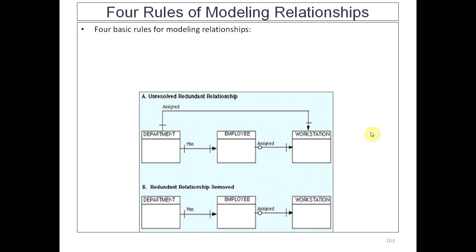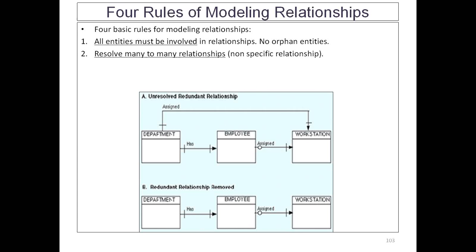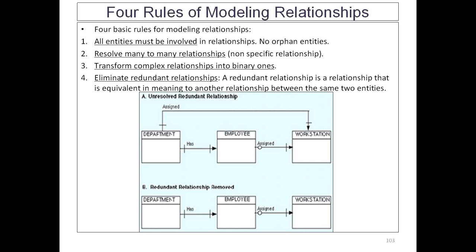4 basic rules for modeling relationships: all entities must be involved in a relationship. There should be no orphan entities which are not linked to the entire model. Too many relationships with a bridge table. Transform complex relationships into binary ones. There should not be any ternary relationships or ternary entities present, and eliminate redundant relationships.